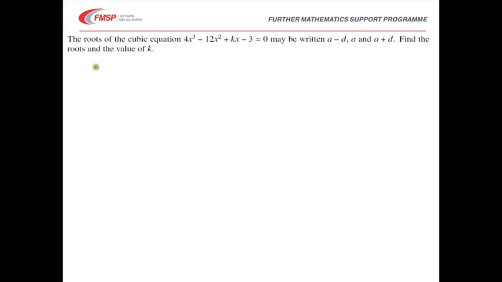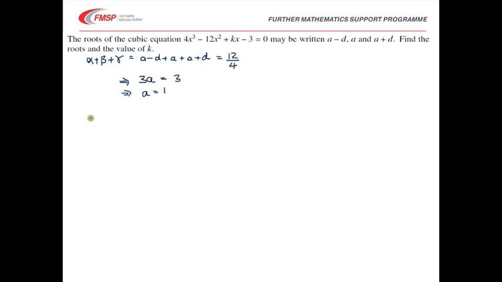Okay, so the sum of the roots, alpha plus beta plus gamma, is a minus d plus a plus d. And that we can see from the equation is 12 over 4. So that gives us that 3a is equal to 3 and therefore that a is equal to 1.